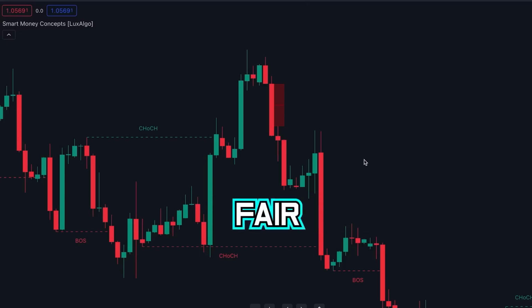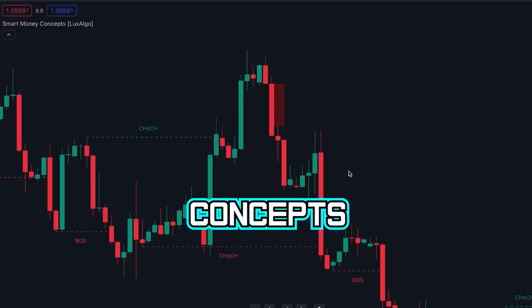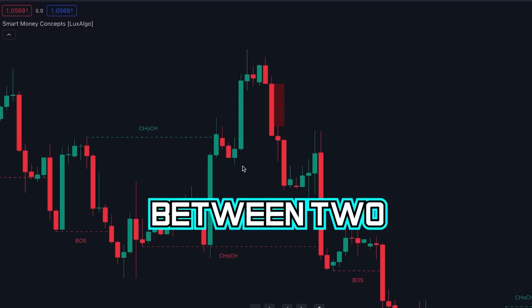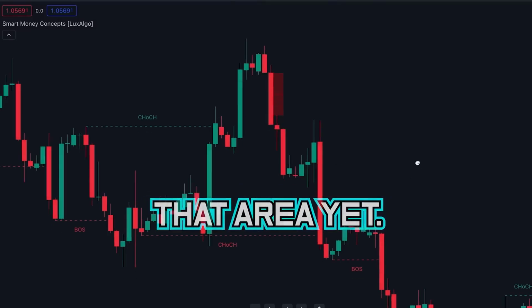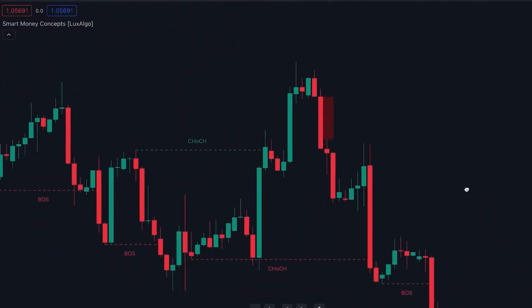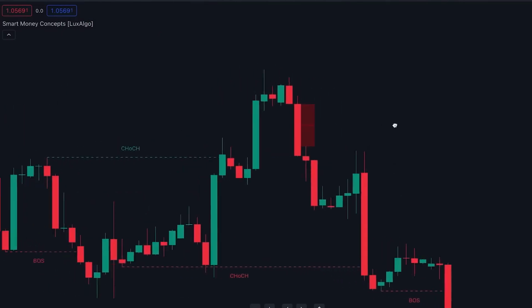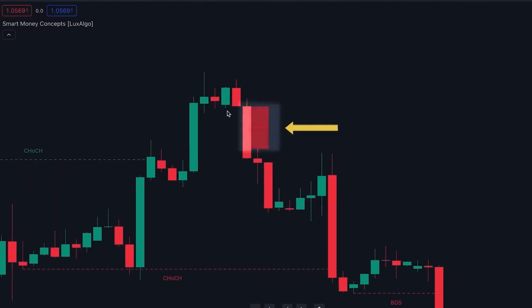To keep it simple, fair value gaps in smart money concepts are areas where there is a gap between two or more candles and price has not returned to that area yet. So we have several candles in this area. If you look closely, you can see that price has not yet returned to this area. No wick nor candle body has gone back to that price zone as of yet, and we call this a fair value gap.